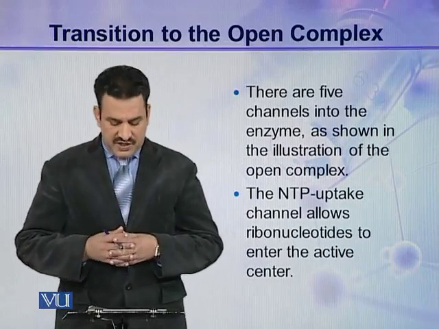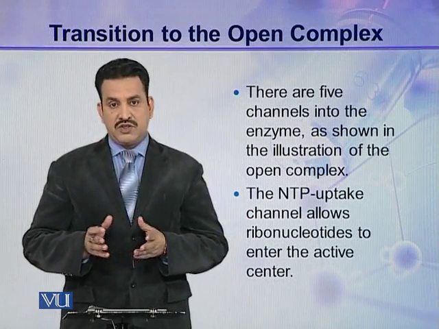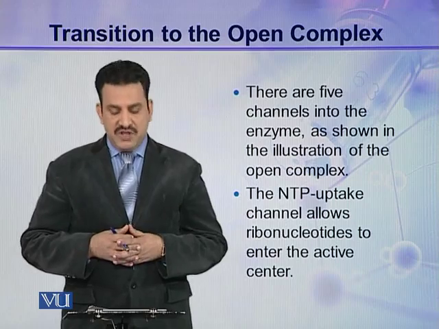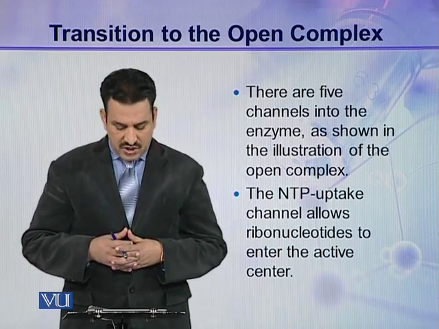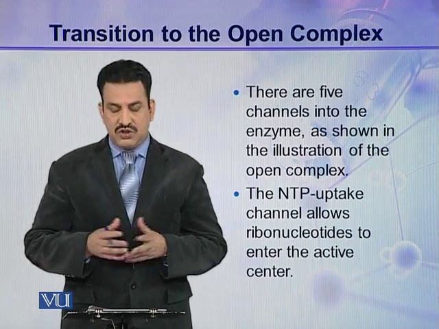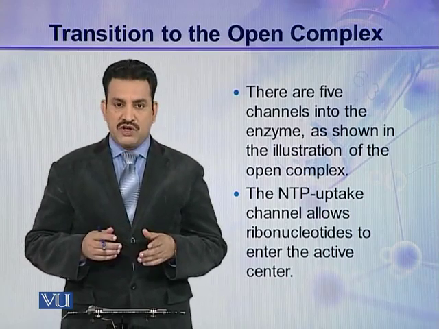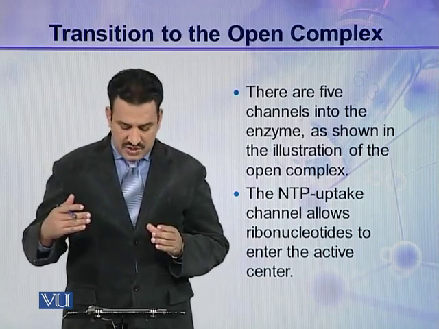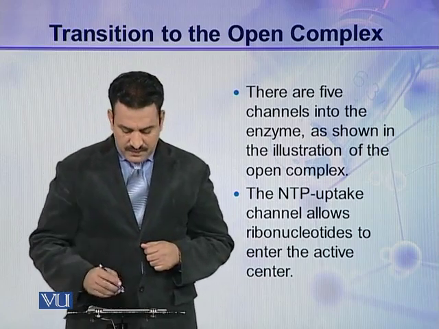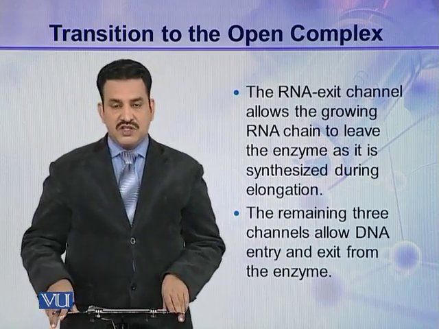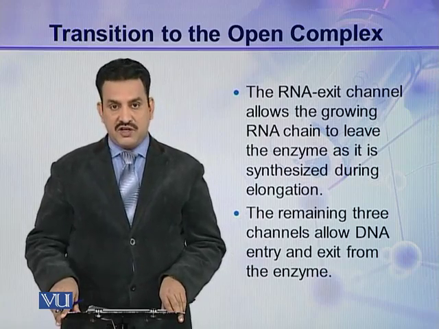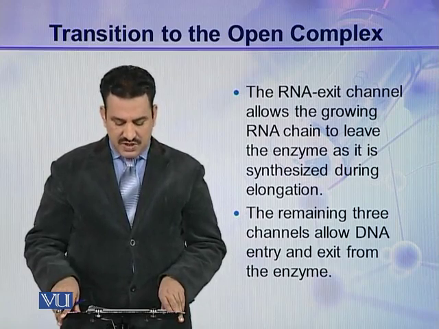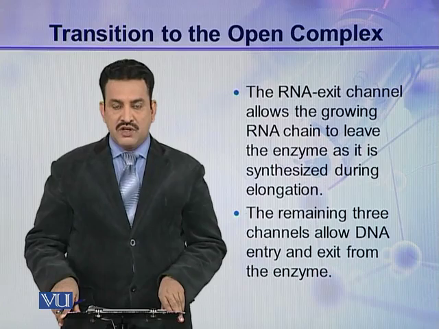So there are 5 channels into the enzyme, as you will see in the illustration of the open complex. The NTP uptake channel allows ribonucleotides to enter the active site. So this is the first channel, which is a nucleotide entry channel. It allows the ribonucleotides to enter into the active center. The second channel is the RNA exit channel, and it allows the growing RNA chain to leave the enzyme as it is synthesized during elongation.